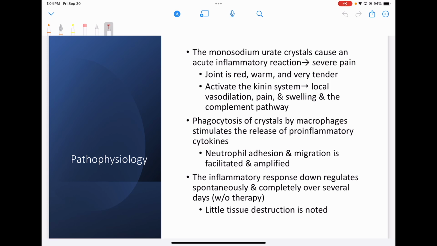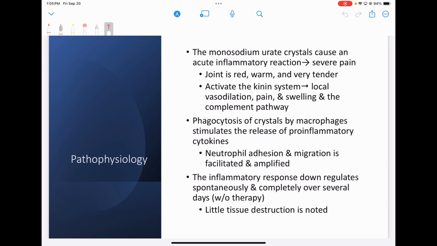Joint is red, warm, very tender. It's going to activate your kinin system so you get local vasodilation, pain, and swelling, and the complement pathway gets activated as well. Phagocytosis of the crystals by macrophages causes more pro-inflammatory cytokines. You get neutrophils coming in. Then the inflammatory response downregulates spontaneously and completely over several days without therapy. So gout can resolve on its own.